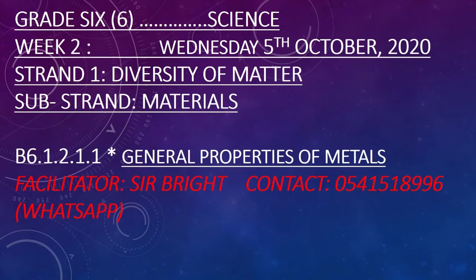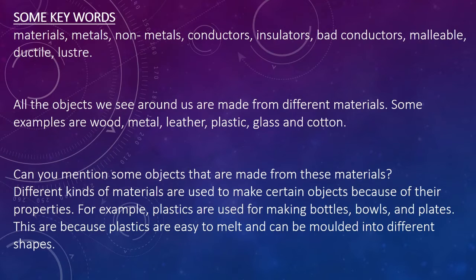Thank you. Under materials today, we're going to look at the general properties of metals. So before we go on, what are metals? Have you seen a metal before? How does it look like? All right, so jump in and let's have some fun. Let's take note of some keywords: materials, metals, nonmetals, conductors, insulators, bad conductors, malleable, ductile, and luster.